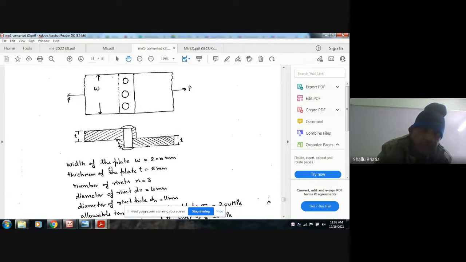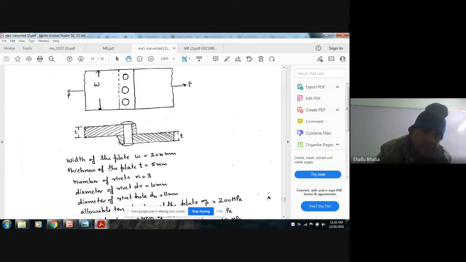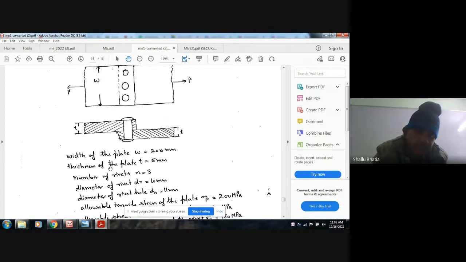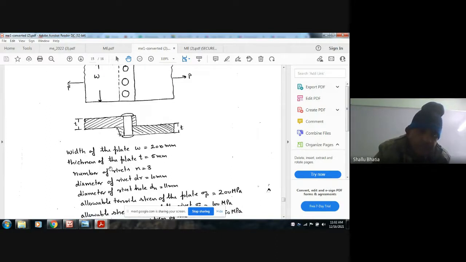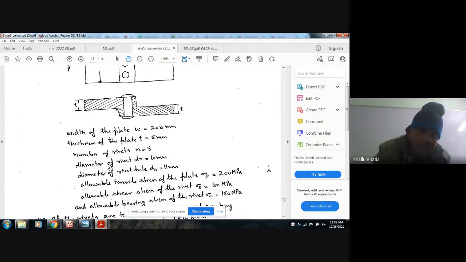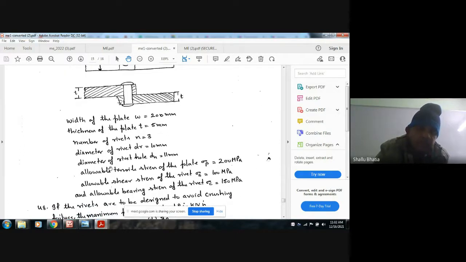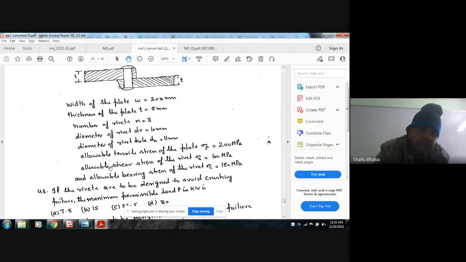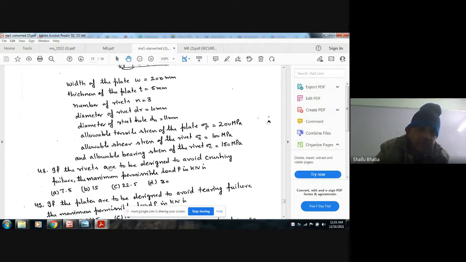Thickness of plate t is equal to 5 mm. Number of rivets is 3. Diameter of rivet is d_r, that is 10 mm. Diameter of rivet hole is 11 mm. The allowable tensile stress of the plate sigma_p is equal to 200 MPa, and the allowable shear stress of the rivet is 100 MPa. Allowable bearing stress for the rivet is sigma_c, that is 150 MPa.